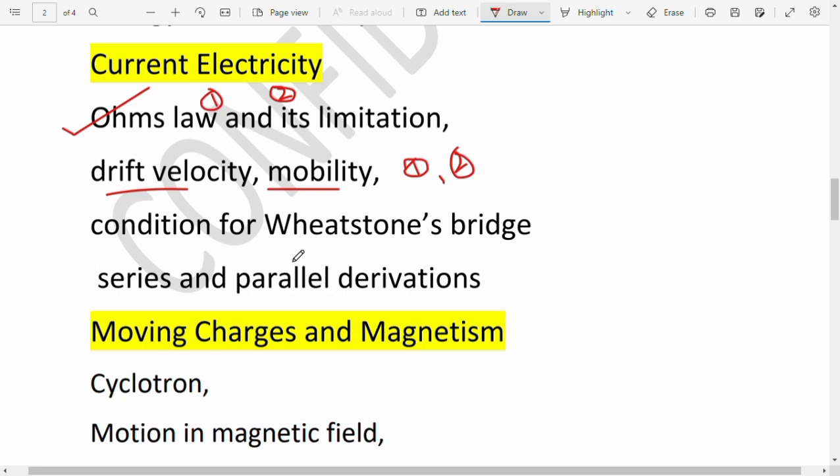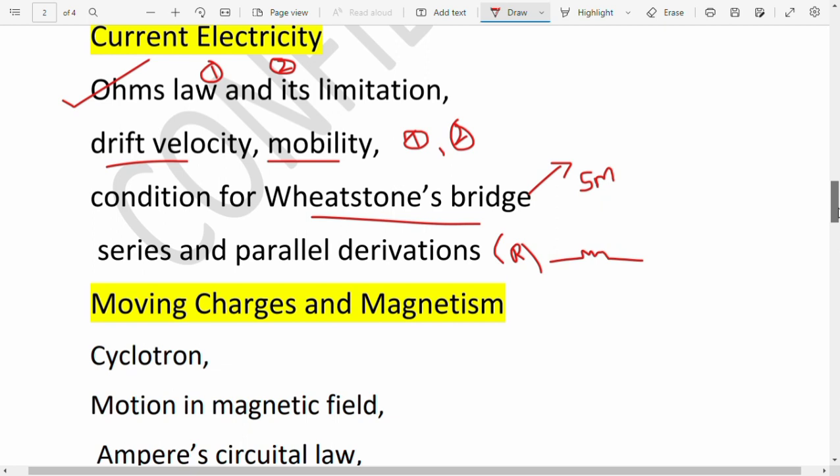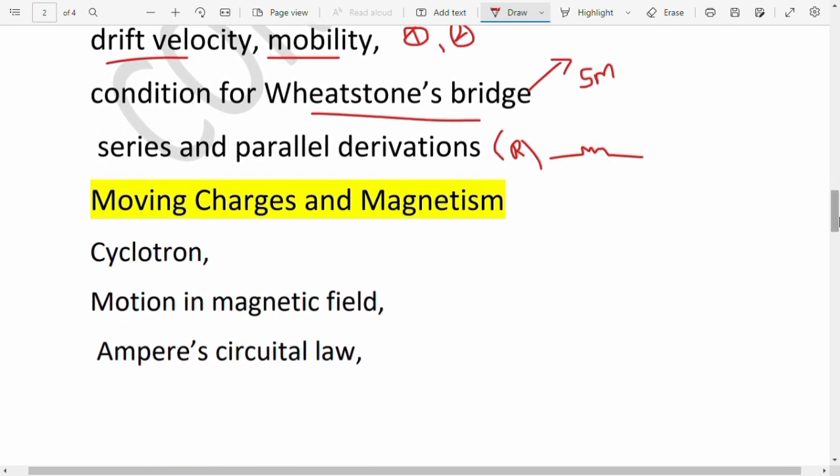Condition for Wheatstone bridge, balancing condition, P by Q equals R by S, which you learnt already in 5 marks. Series and parallel derivation for resistance. I did not mention it here, it is for resistance. What is the resistance? Please don't get confused, this is a resistor. Cell, I explained even in the 5 marks video, you can go see that, or even in current electricity I explained what is a cell.